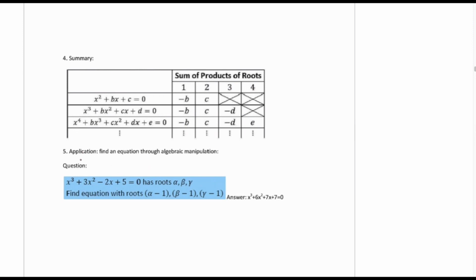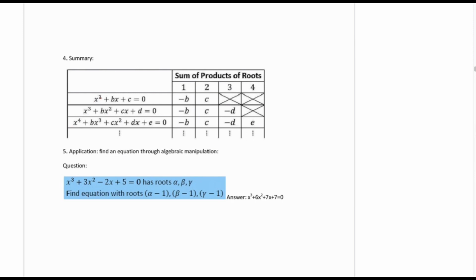So now let's see the application. Find an equation through algebraic manipulation. Let's see what that means. We see this example: x cubed plus 3x squared minus 2x plus 5. When you see this question, first, they say it has roots alpha, beta, and gamma. Three roots, it's very normal. Cubic equation, three roots. Quartic equation, four roots. Quadratic equation, two roots.